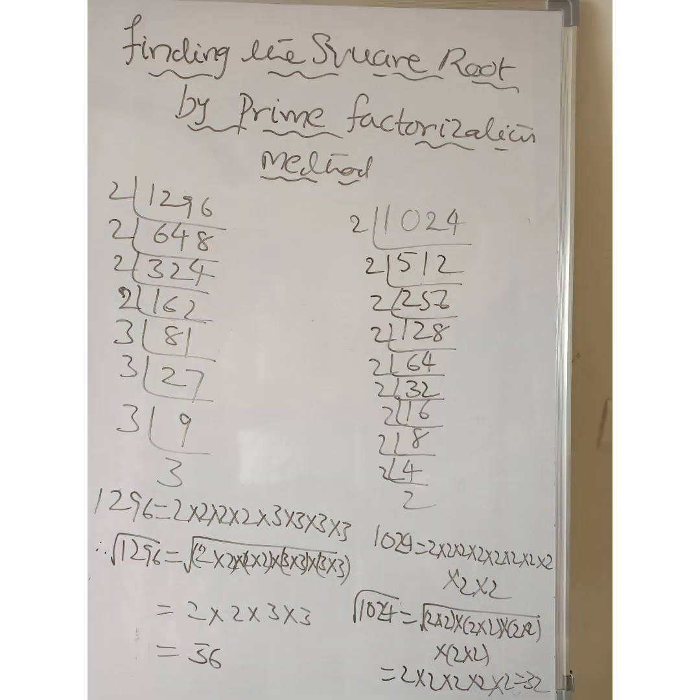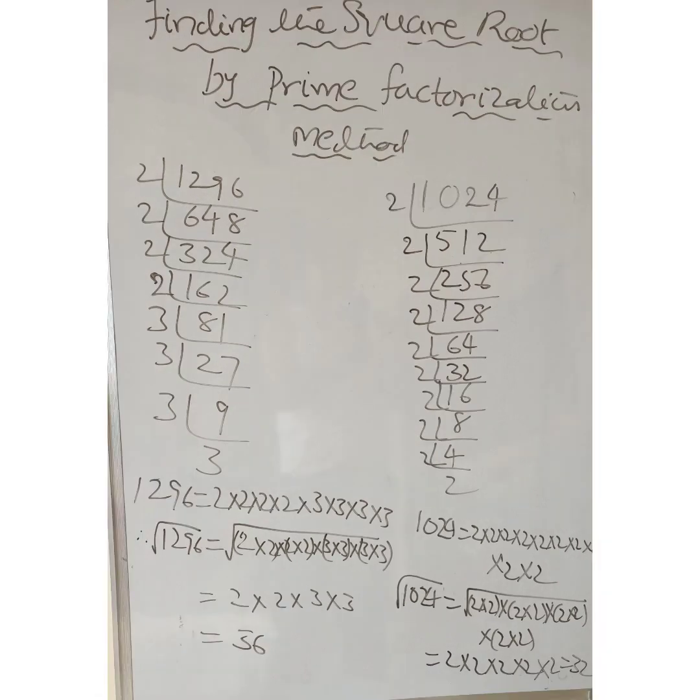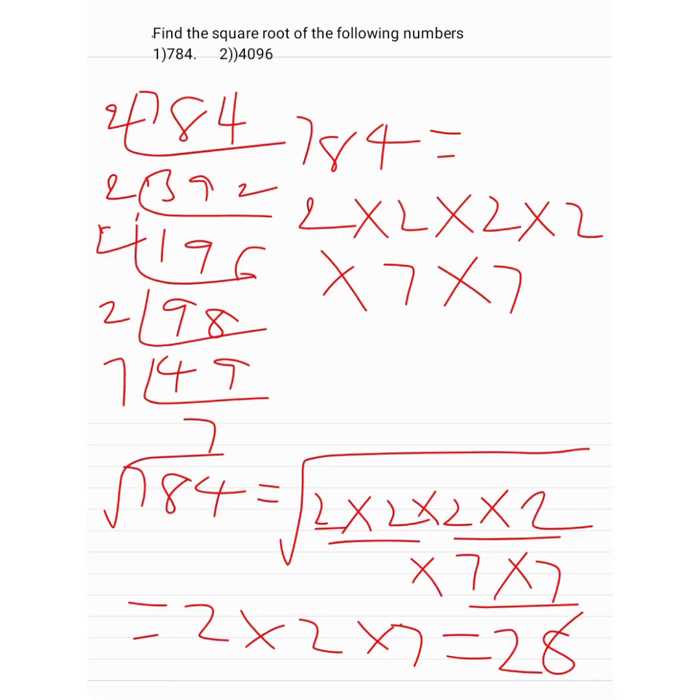Once we make pairs of equal factors and select one factor out of each pair, we get 2 into 2 into 3 into 3. Therefore, 36 is the square root of 1296. The square root of 1024 is equal to 32. Example, 784 can be written as a product of prime factors like 2 into 2 into 2 into 2 into 7 into 7. Once we make pairs of equal factors, 2 into 2 one pair, 2 into 2 second pair, 7 into 7 third pair. Therefore, out of equal pairs, let us select one factor as its square root. Therefore, 2 into 2 into 7, 2 twos are 4, 4 sevens are 28, is the square root of 784.